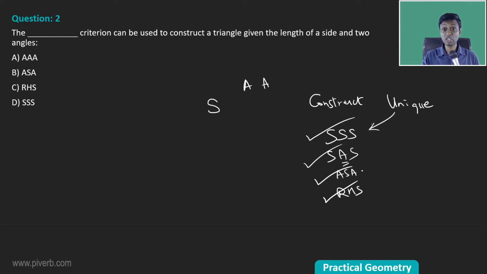In this case, we've been given the length of a side and two angles. So side and two angles, the possible congruence idea we are using is ASA. That's what we're looking for. AAA does not establish congruence. We have been given two angles and a side. It is not RHS. It has to be ASA.